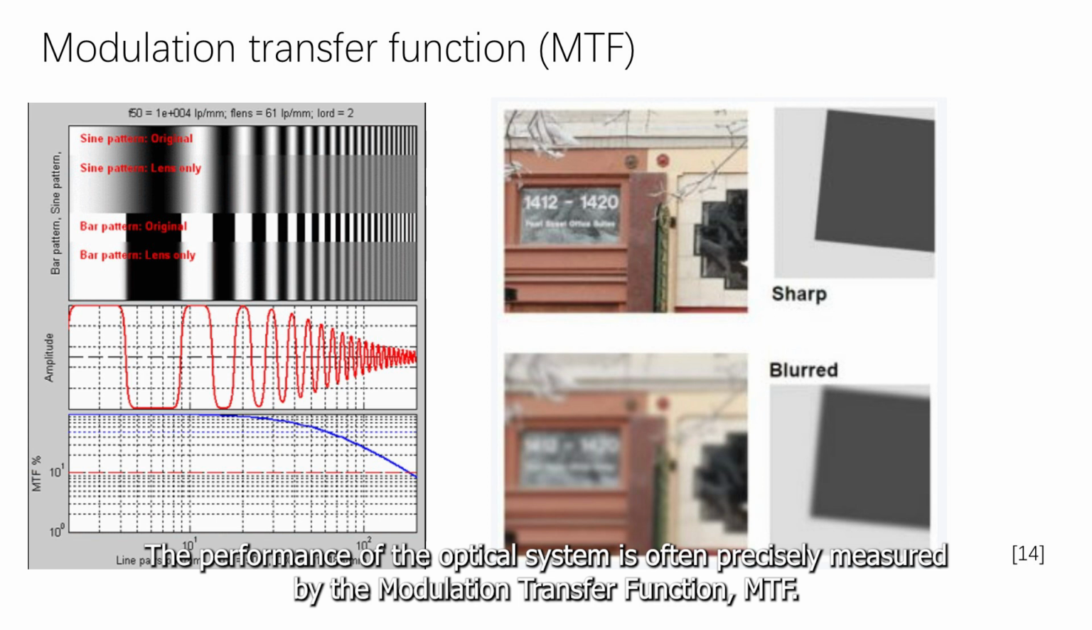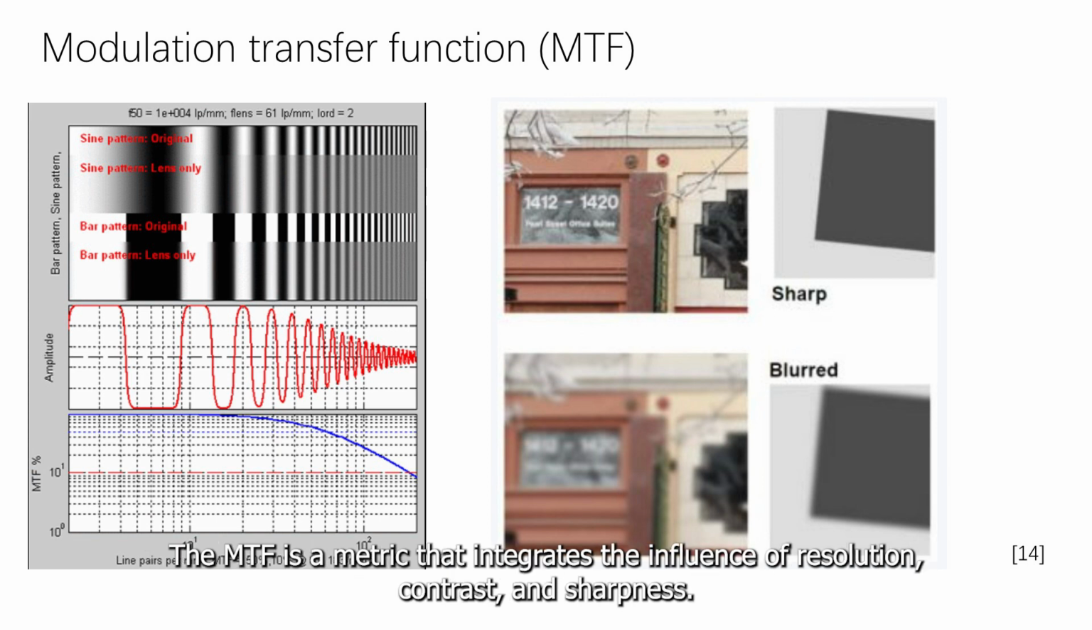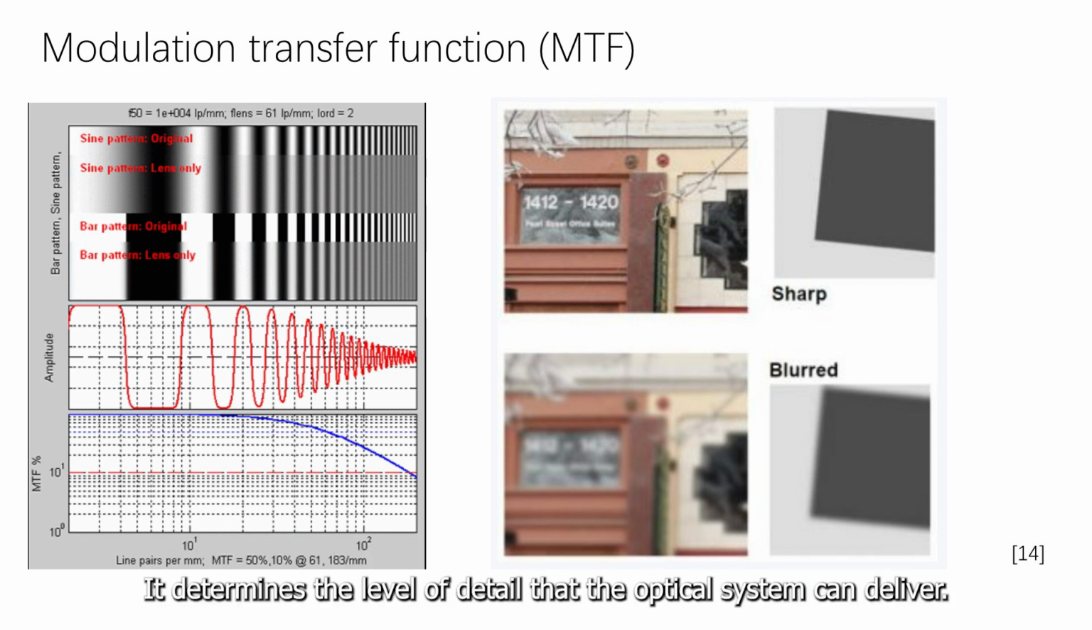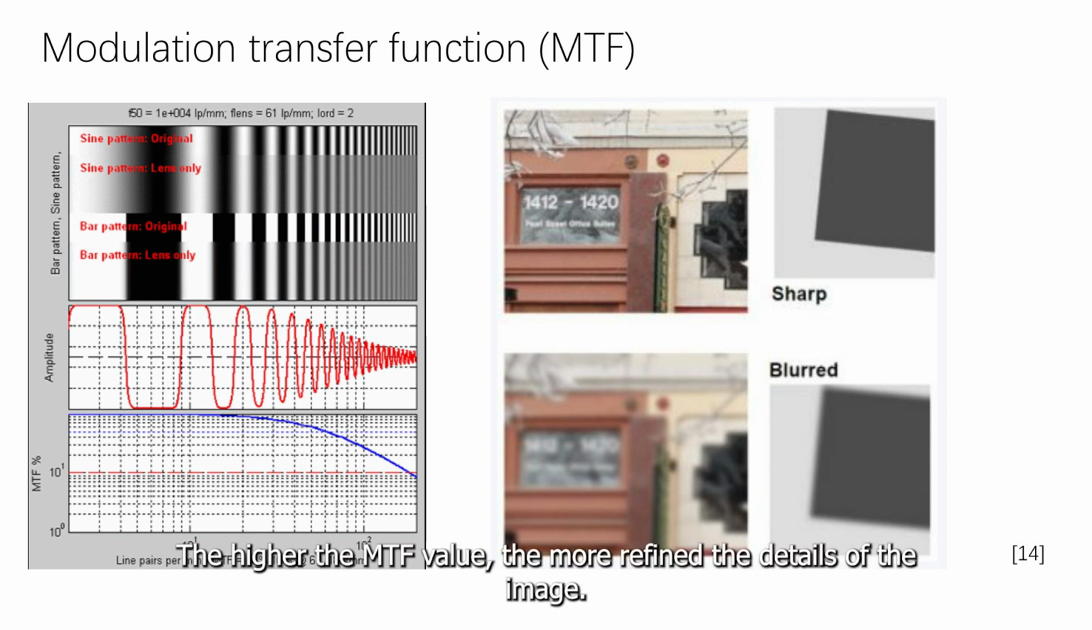The performance of the optical system is often precisely measured by the modulation transfer function, MTF. The MTF is a metric that integrates the influence of resolution, contrast, and sharpness. It determines the level of detail that the optical system can deliver. The higher the MTF value, the more refined the details of the image.